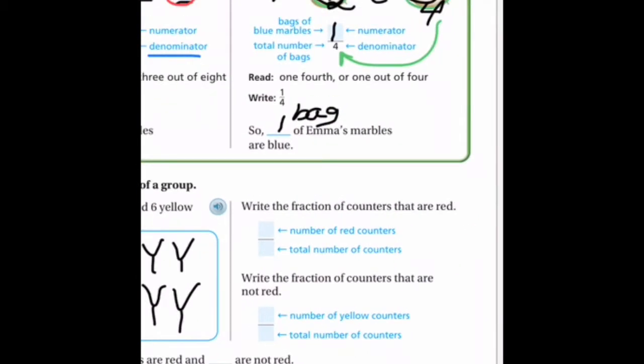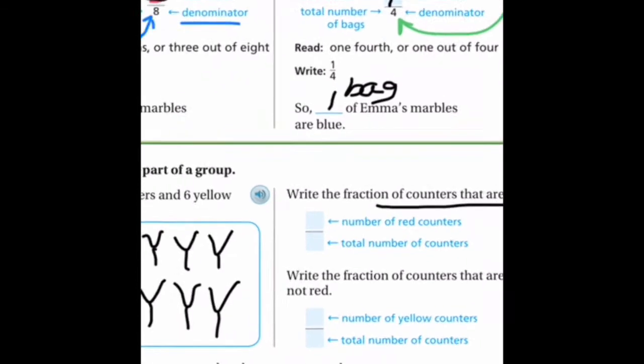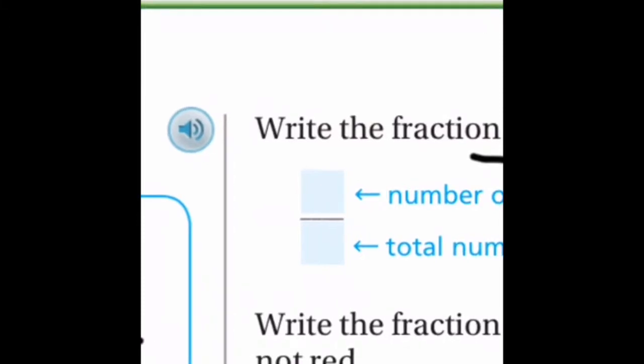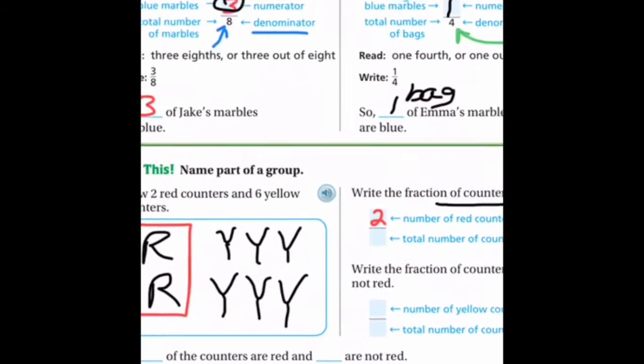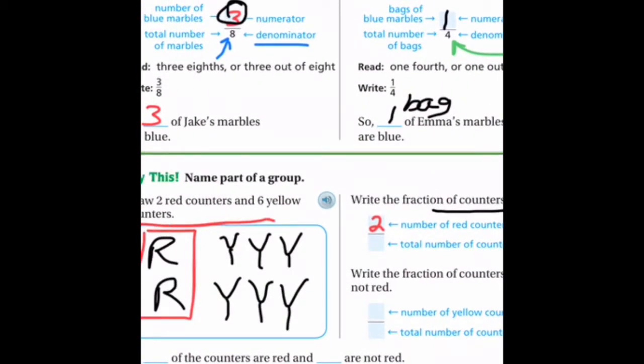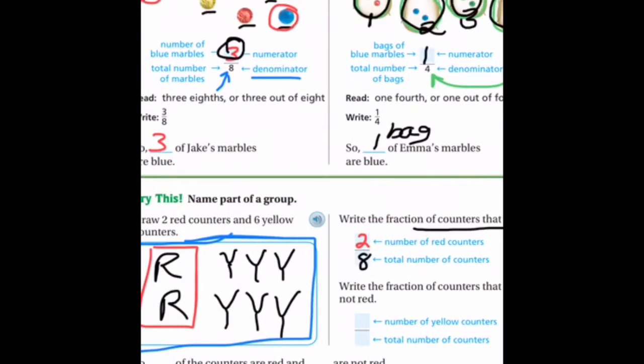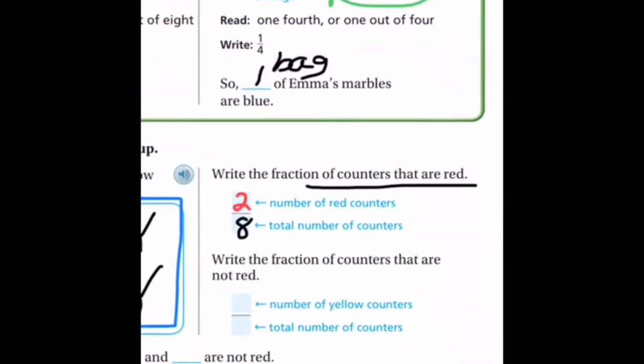It says write the fraction of counters that are red. So we have to count the number that are red, and that's these 2 right here. We have 2 of those, so that's our numerator. And then we have to count the total number. Whoops, hang on, let me redo that. We need to count the total number of counters. That's 2 red and 6 yellow, so we have a total of 8. 2/8 of them are red. Remember, that denominator is going to count the total, not just the yellows. Okay. Next question.